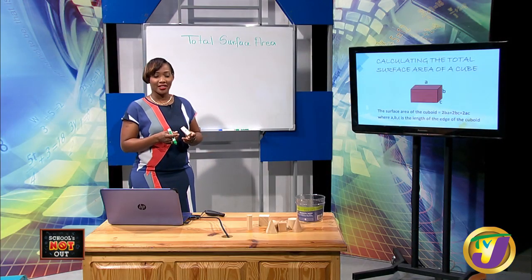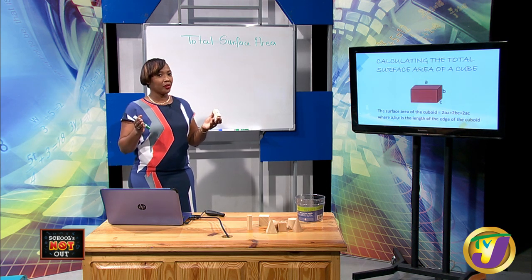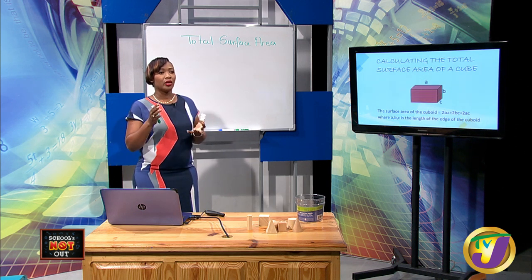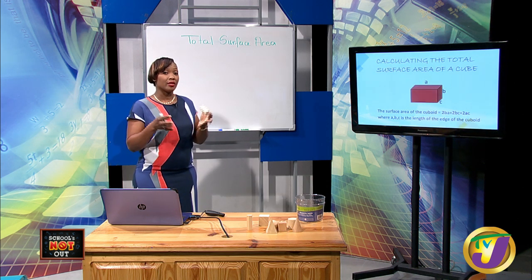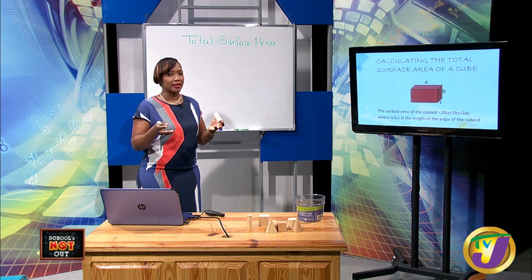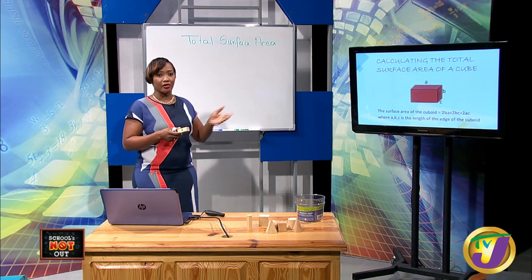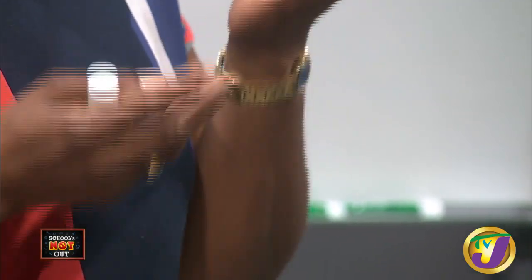Welcome back, students. Awesome to still have you with us. So what did we do again? We looked at some nets, remember? We looked at the nets and we talked about how these nets were made up of polygons and how these nets came together to form solids. Good, and today we're looking at total surface area. What is that again? It is all the area that is covered on a solid.